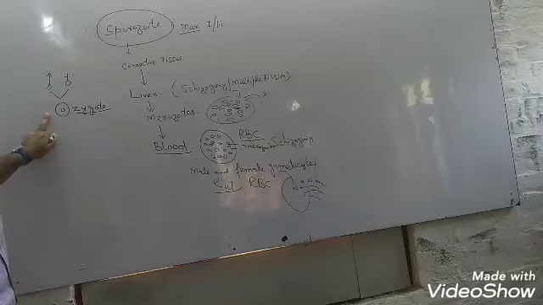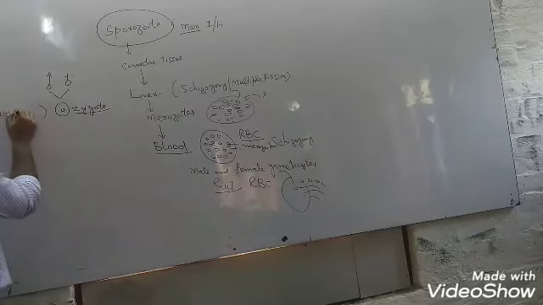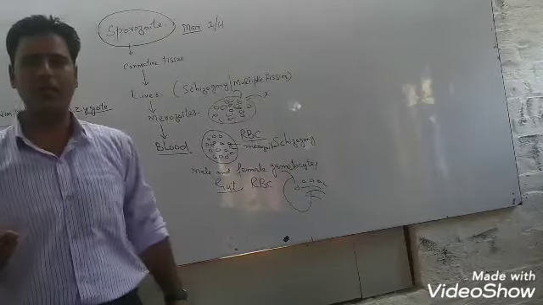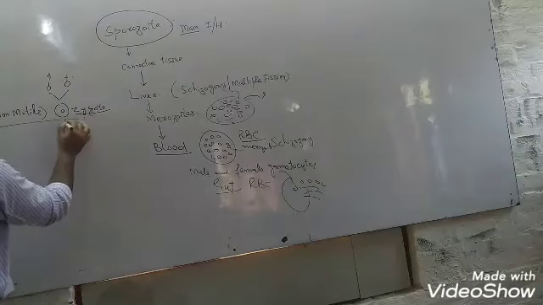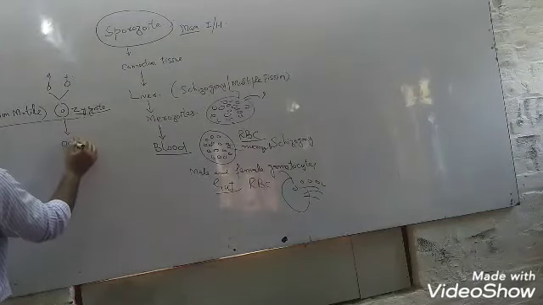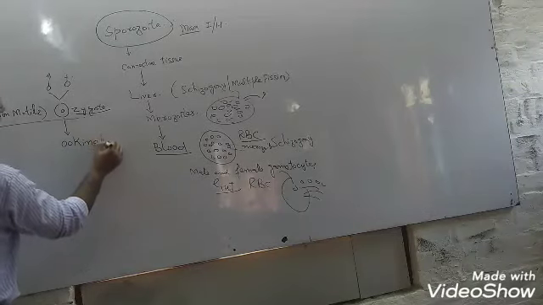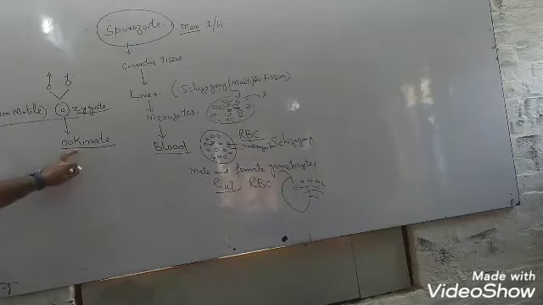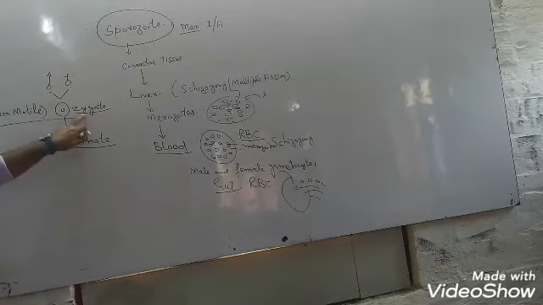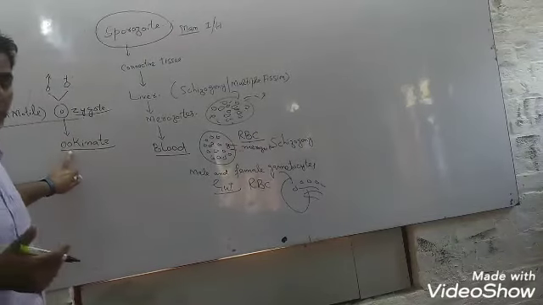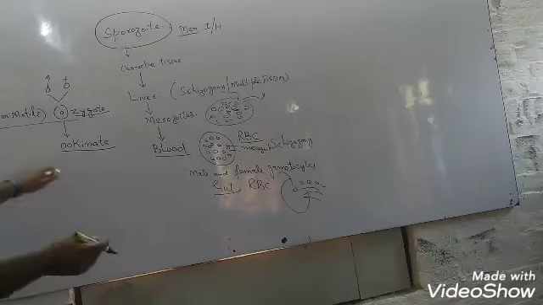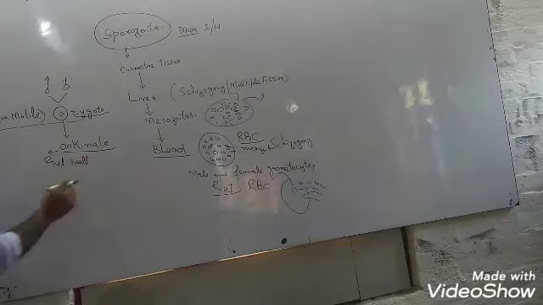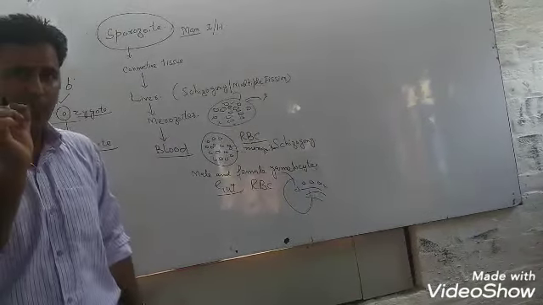One more important point which we must understand here: this zygote is non-motile. In order to make it motile, the zygote is converted into a motile structure known as an ookinete. The difference between zygote and ookinete is that the ookinete is motile, while a zygote is not. By virtue of its motility, the ookinete is going to pierce the gut wall of the mosquito.